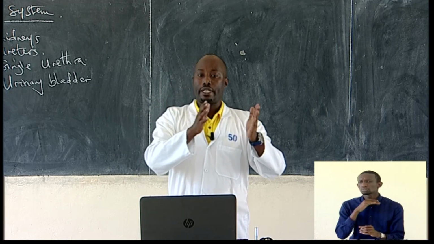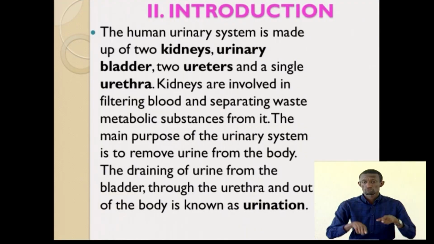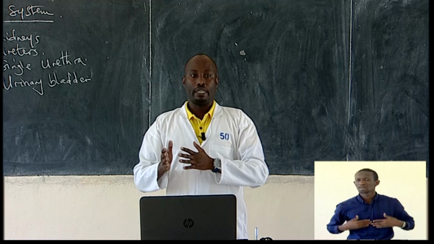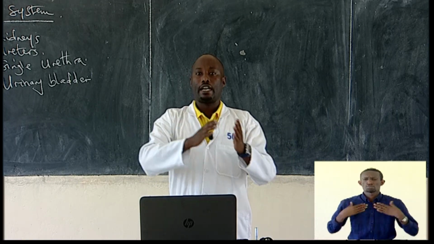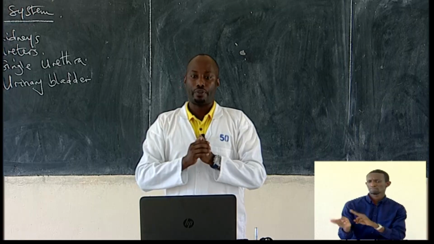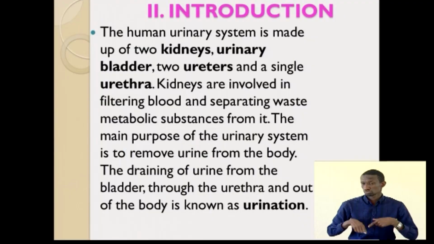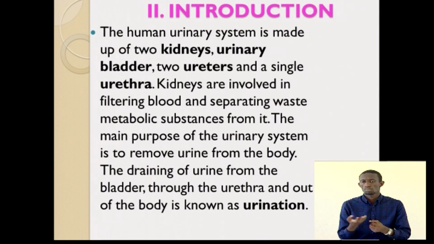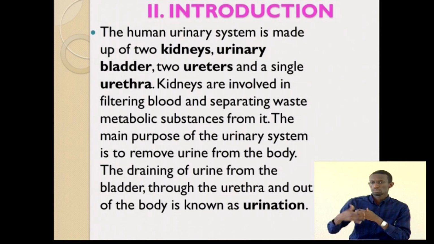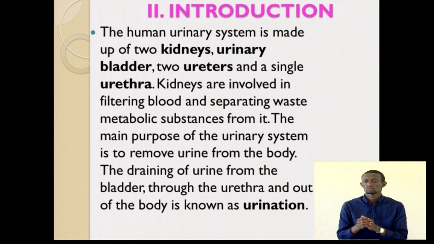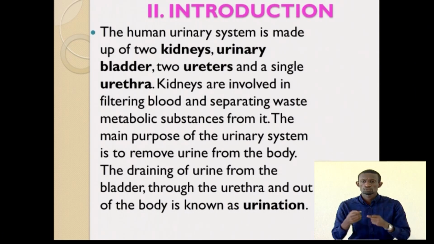The main purpose of the urinary system is to remove urine from the body. If urine is not removed from the body, it can affect body metabolism, body processes, and the normal functioning of the cell. So we said the draining of urine from the bladder through the urethra and out of the body is referred to as urination.